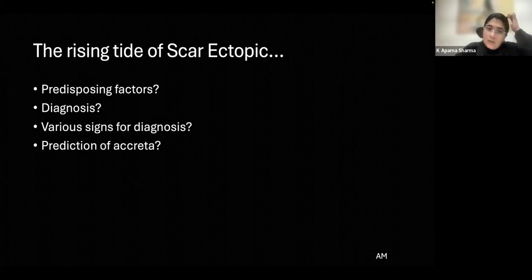So Dr. Ananya, because we see scar ectopic more and more, why are we seeing that, and how do you make a definitive diagnosis? And just while you're at it, I would like to know about low implantation of a gestational sac, which I think is something extremely important to understand and make a note of.